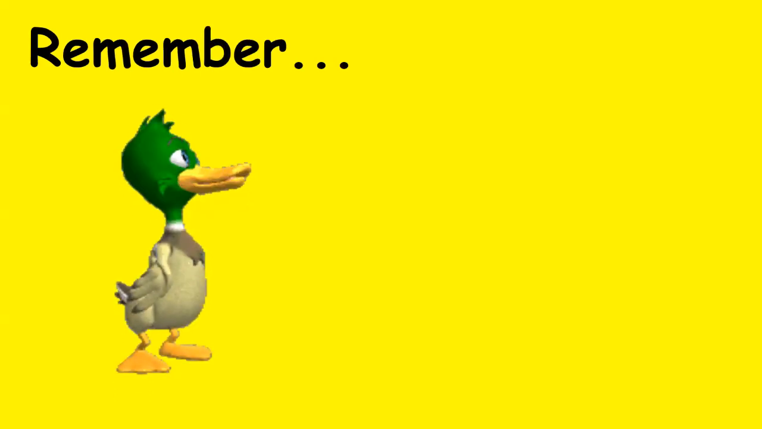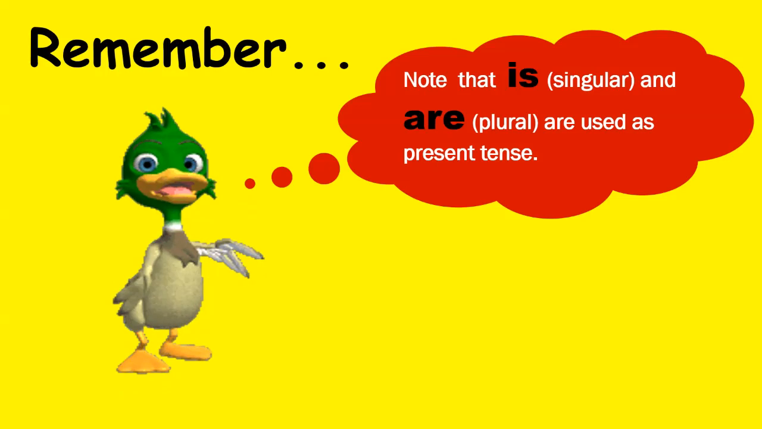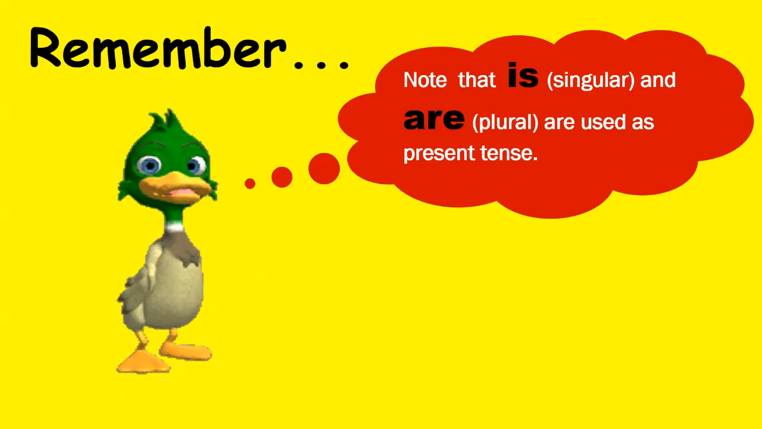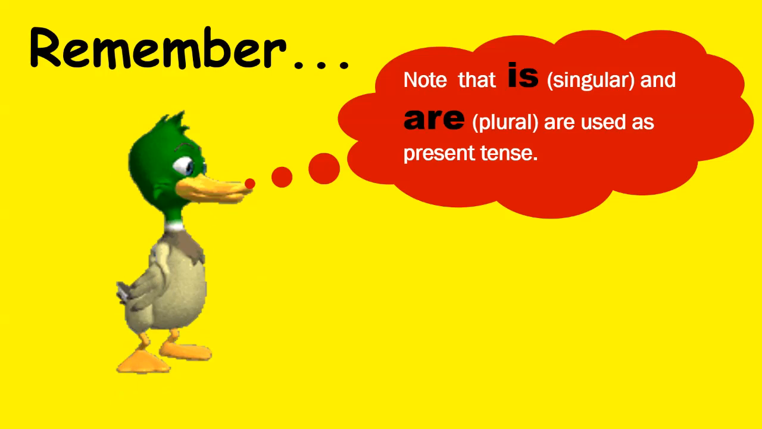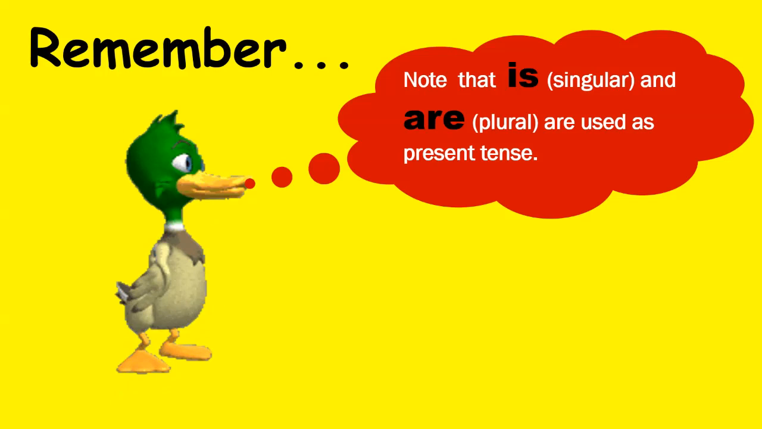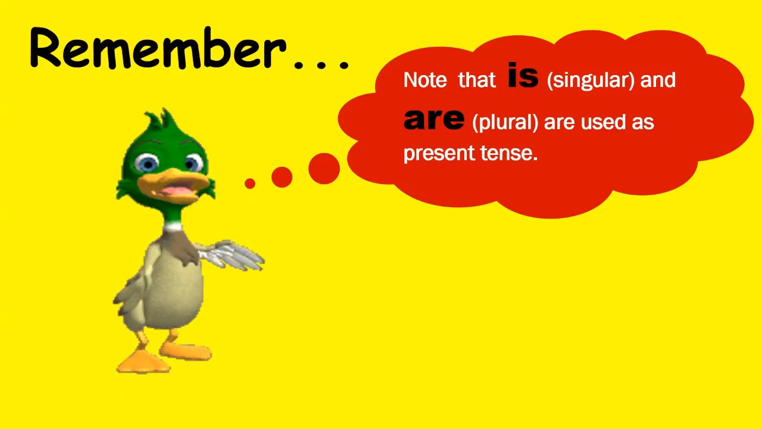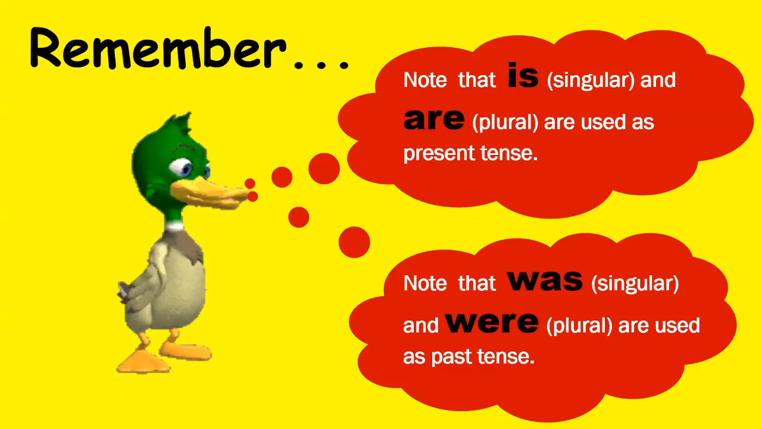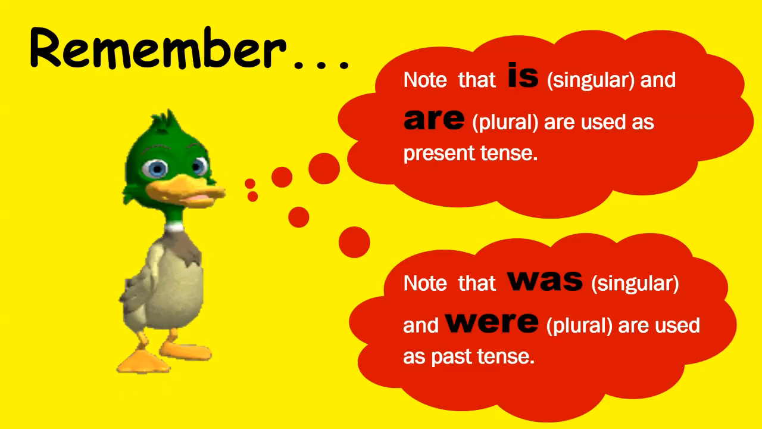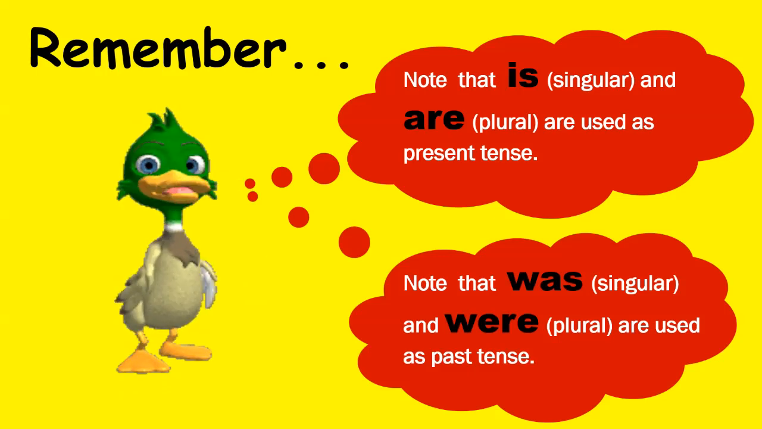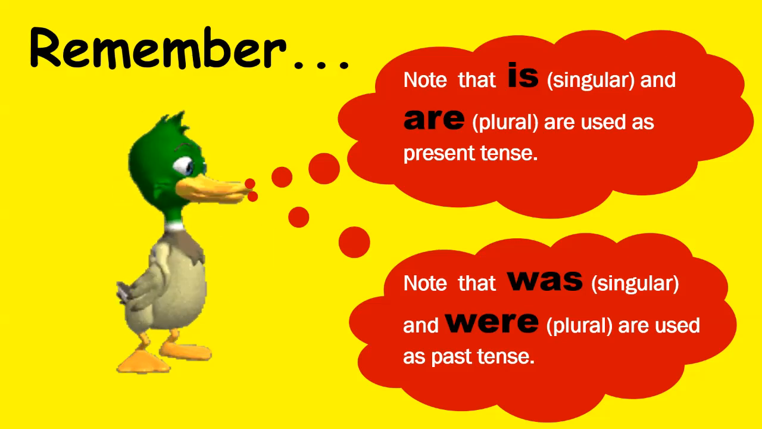Remember, note that is singular and are is plural, and they are used as present tense. In present tense, we use is for one thing. And when we are talking about more than one thing, we use the word are. Note that was and were are used as past tense. Was is used for one thing and were is used for more than one thing.